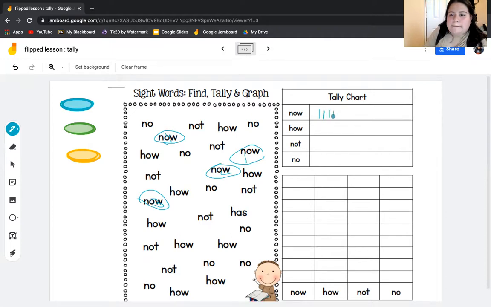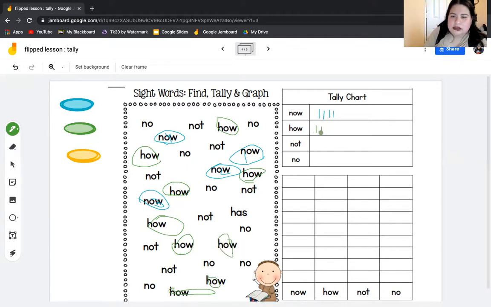Now we are going to change our color and we are going to circle the word how. So 1, 2, 3, 4, 5, 6, 7, 8, 9.